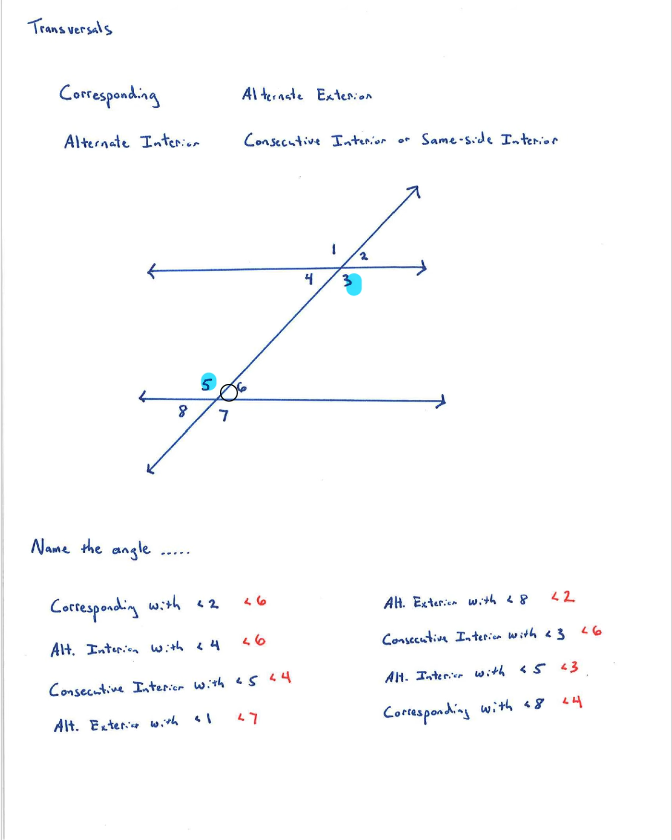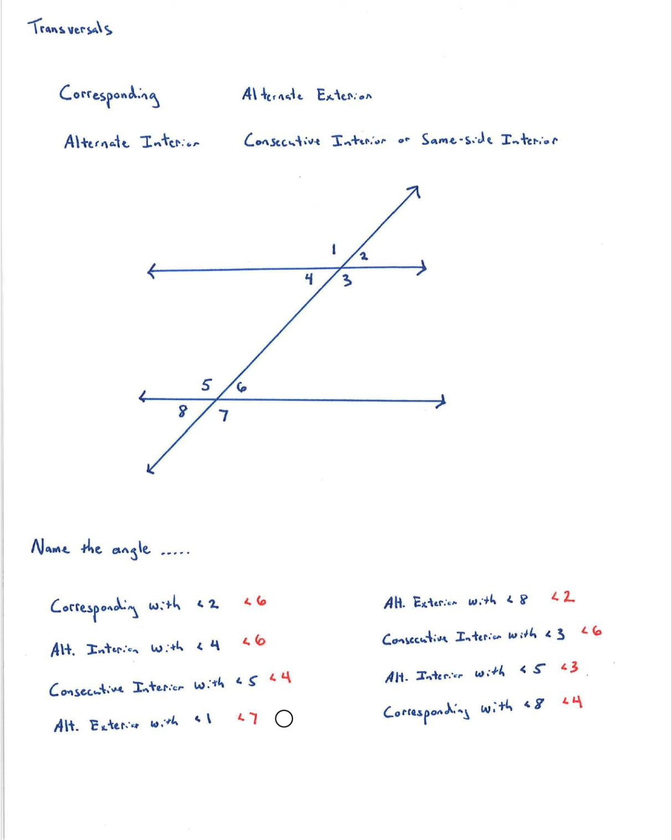And then consecutive interior, or what they call same side interior, well, you're interior, and you're on the same side of the transversal. So 3 and 6 are same side, and 4 and 5 are same side. And then what I did down here is I just asked you questions. Who's corresponding with 2? You'd say 6. They're both on the top right. Alternate interior with 4? You'd say 6. Consecutive interior with 5 is 4.